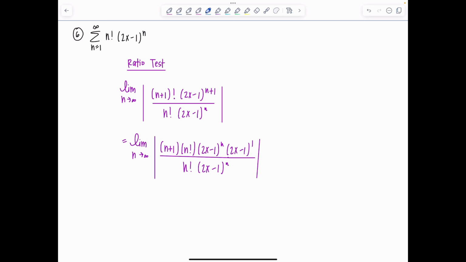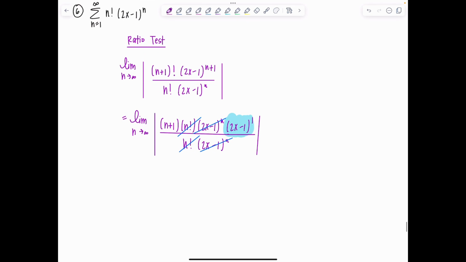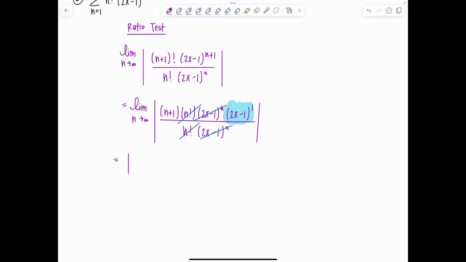Great. So let's cancel these out. (2x minus 1) to the n, n factorial is also gone. And I can take outside of this limit the absolute value of 2x minus 1. So let's do it. Absolute value of 2x minus 1 times the limit, n goes to infinity of n plus 1. So if n is going to infinity, n plus 1 is going where? It's going to infinity. So remember, this is just some constant.